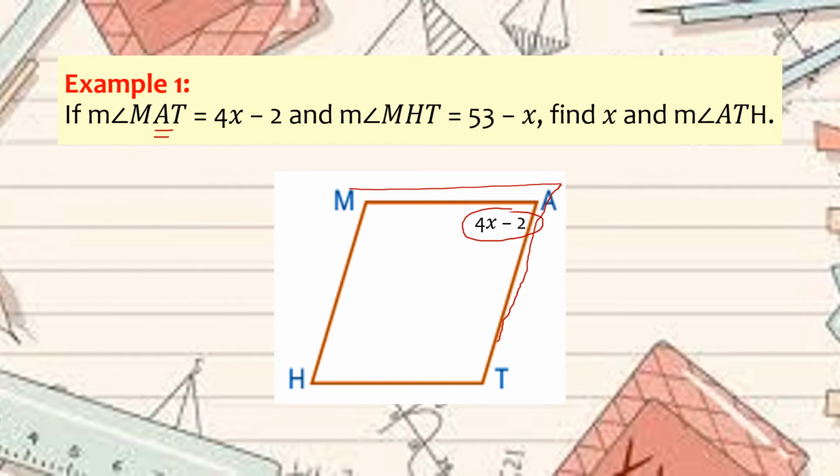Next, angle MHT is equal to 53 minus x. So, meaning, nasa H. Diba? And, we need to find the value of x and angle ATH. So, alin ang missing angle natin? So, yung angle T. Now, let us analyze what will be the property to be used. So, as you can see, A and H, pwede nating gamitin ang property na nagsasabi that opposite angles are congruent. So, meaning, 4x minus 2 is equivalent to 53 minus x. Kasi nga, they are congruent angles.